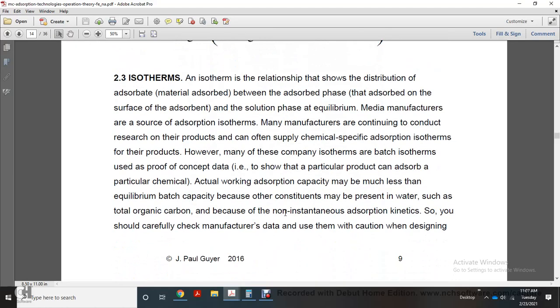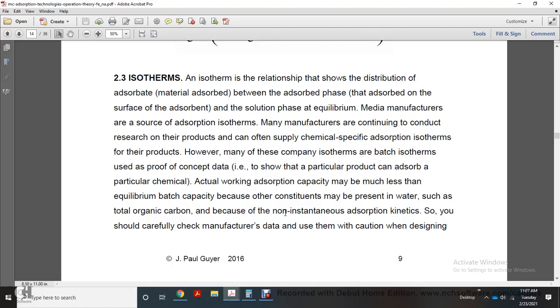Alright, an isotherm is the relationship describing the distribution of the adsorbed material between the adsorbent phase and the solution phase at equilibrium. Media manufacturers are the source of the adsorption isotherms.